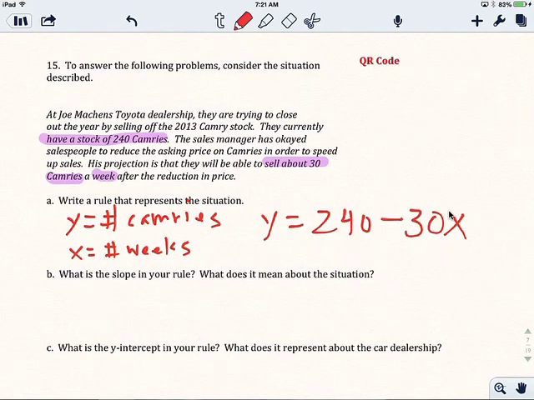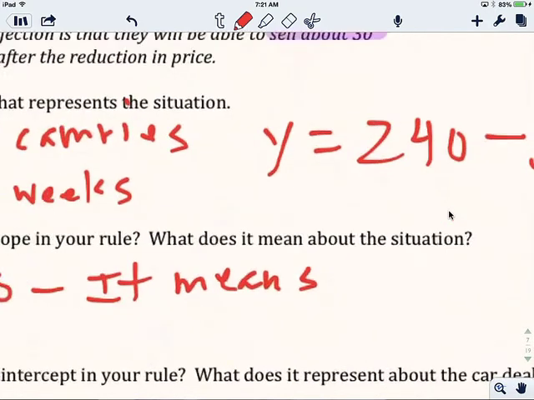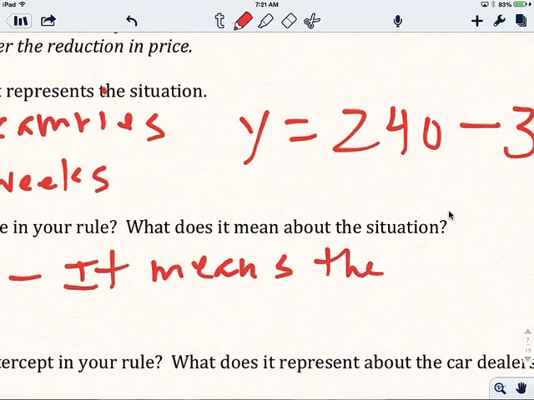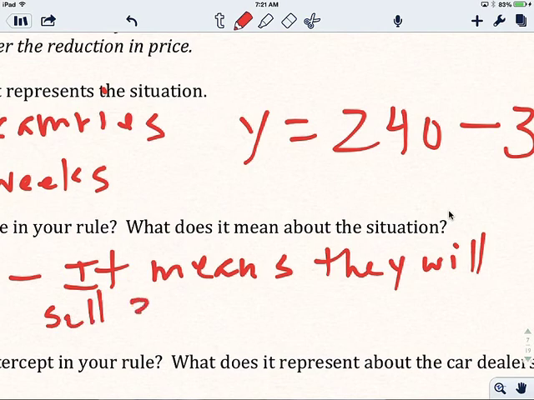What is the slope in your rule? Well, in this case, the slope was negative 30. Let's consider this for a moment. What does negative 30 mean? We're taking away 30 Camrys every week. And so that means they will sell 30 Camrys a week.